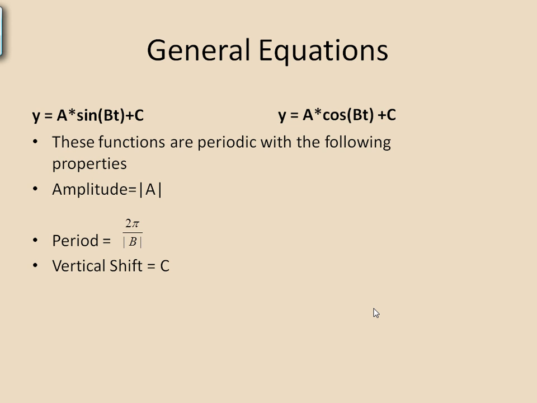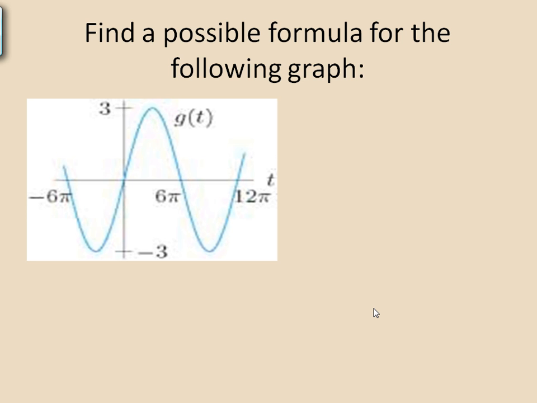The vertical shift is how much you are going to raise or lower the graph. So if you add C, it's going to shift the graph up. If you subtract C, it's going to shift the graph down. So now that we know these, we can find a possible formula for the following graph using what we just learned. So if we start with a graph, how do we find the formula?